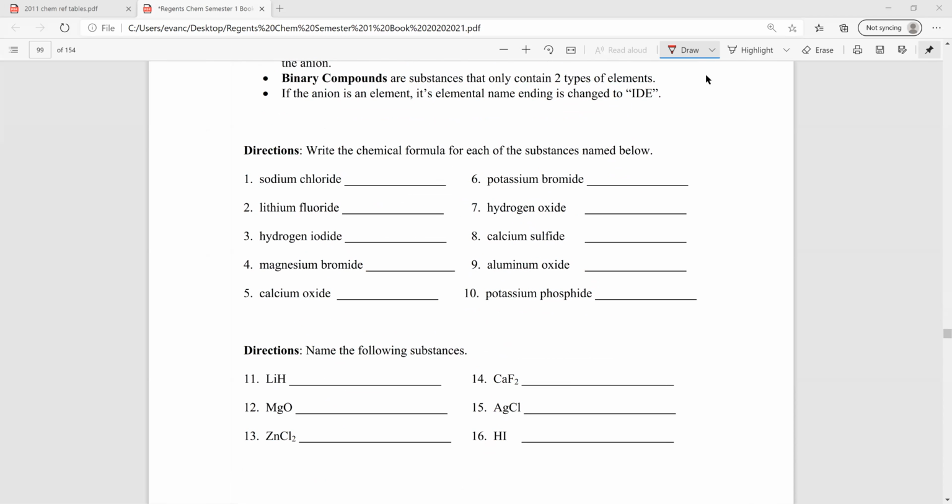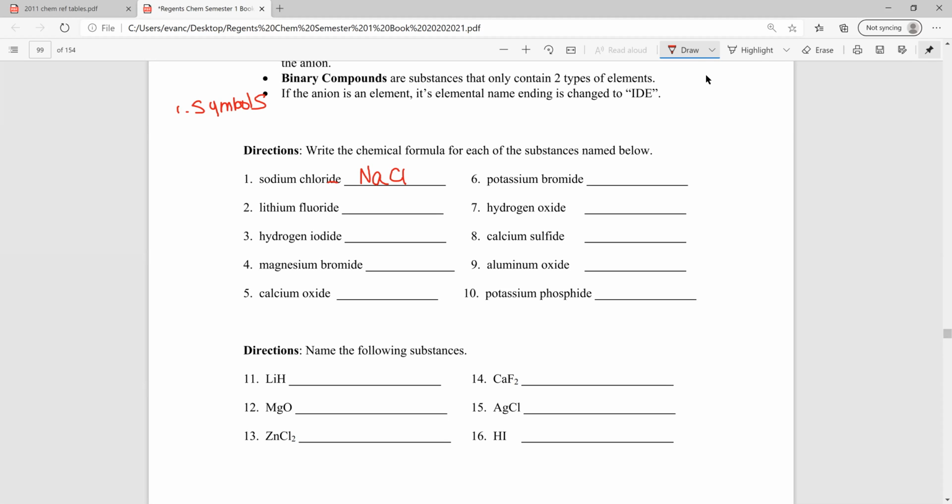Let me make this a little bit bigger. We're going to write the chemical formula for each of the substances named below. The first step I want to do is get the symbols. And how do I get the symbols? I get the symbols from the periodic table in Table S. So I go to Table S and I find that the symbol for sodium is Na. And now chloride closely resembles chlorine. Since I just have two elements and it ends in "ide," this tells me it's a nonmetal, chlorine.